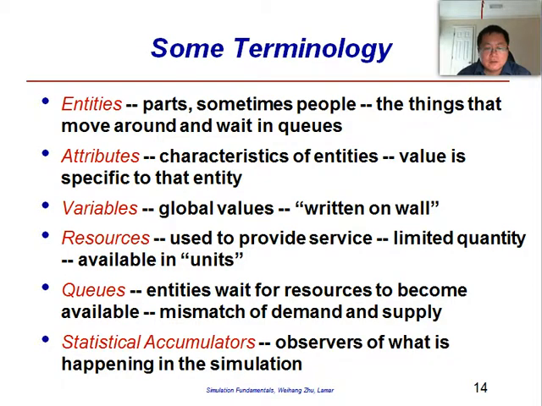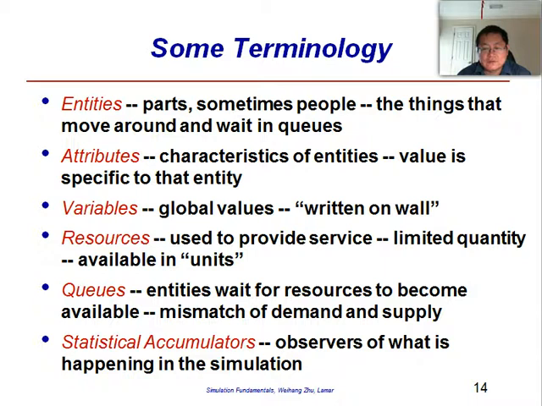We have analyzed a simple queuing system. Now let's see a few very common terminologies in simulation. The first one is entities. Entities are objects in a system. Each entity has one or more attributes.